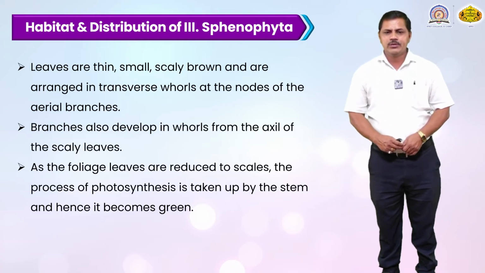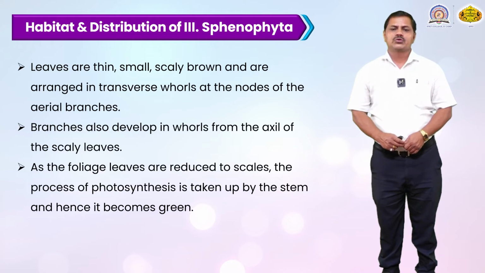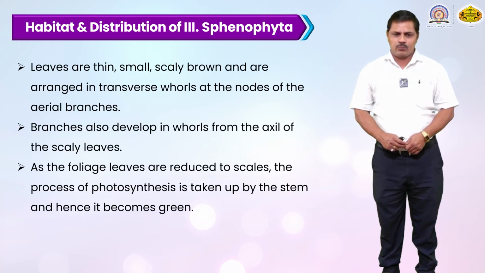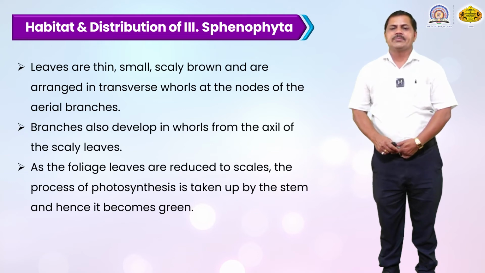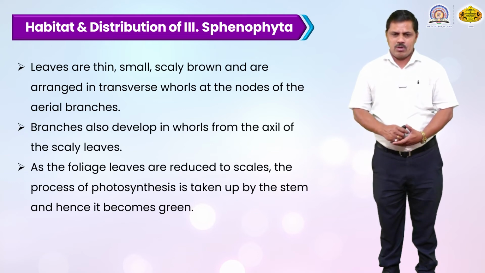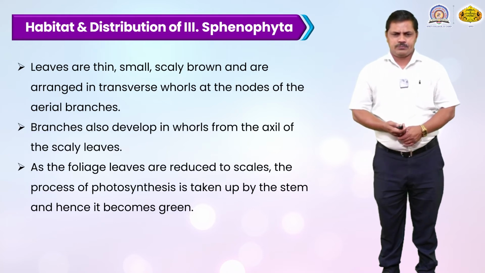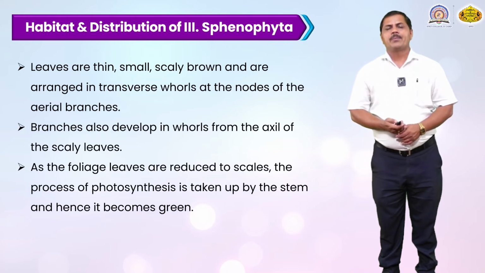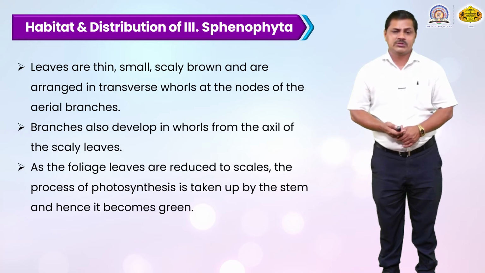As the foliage leaves are reduced to scales, the process of photosynthesis is taken up by the stem, and hence it becomes greenish in color. The foliage leaves are reduced to a scaly formation, and hence the green stem can prepare its own food material. This is photosynthesis in nature.